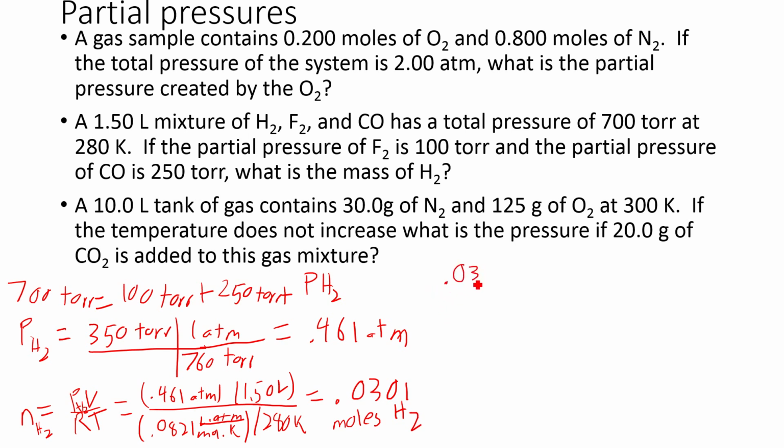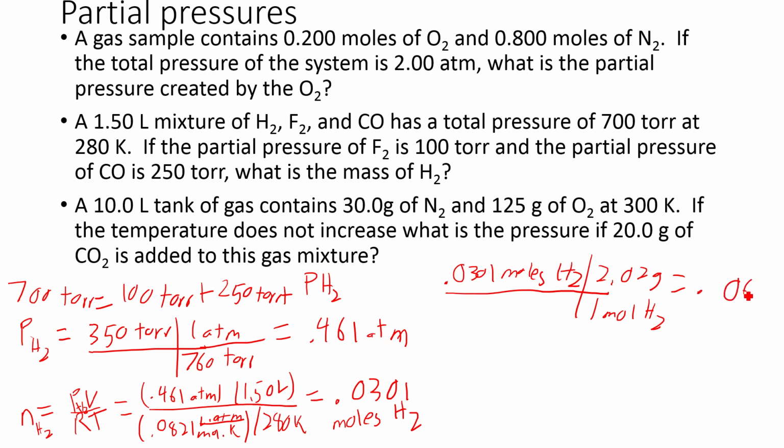So we have 0.0301 moles of H2. We're going to convert that because we know that for every 1 mole of H2, there will be 2.02 grams. So multiply 0.0301 times 2.02. We are going to get that this is 0.0608 grams, or 60.8 milligrams, if it were a multiple choice and you had to answer in milligrams. Gases are pretty light, so that's reasonable.